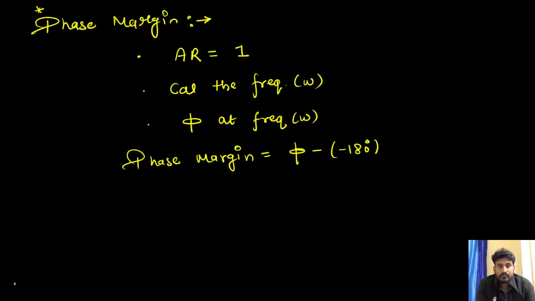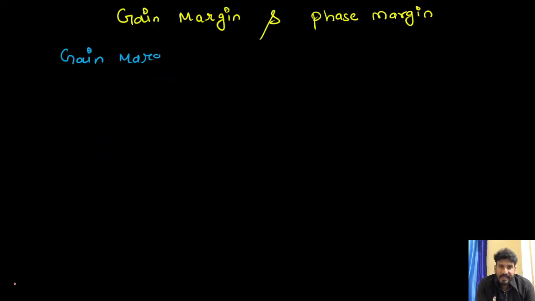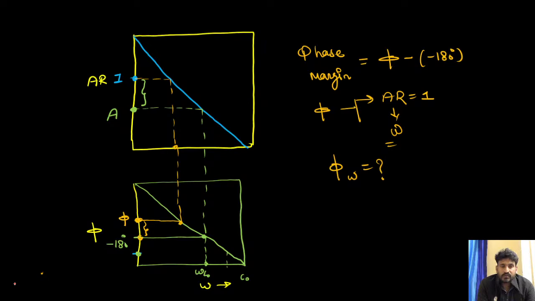Done. Now there are two terms, gain margin and phase margin. With the help of this diagram I will tell you what the gain margin and the phase margin are. I think it is very clear to you that for a stable system, the amplitude ratio AR must be less than 1, and in terms of phi, it should be less than minus 180.